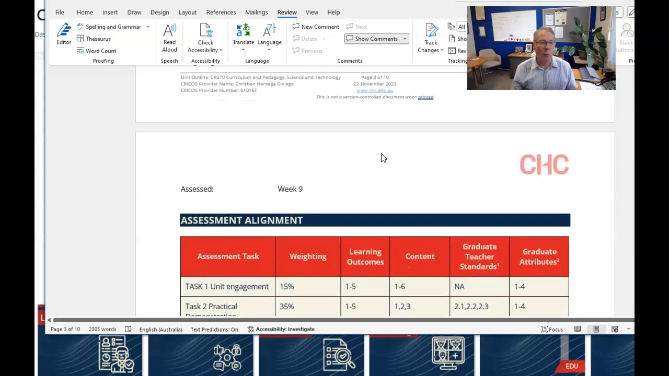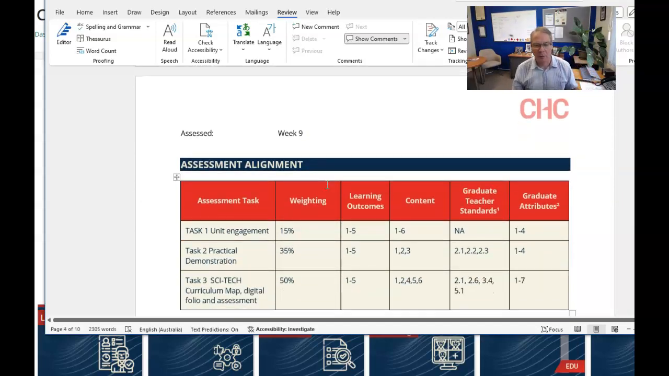And that's all. The assessment is over by week 9. Why? Because most of you are going on the final prac, and therefore we will leave clear air for you to do that final prac and the subsequent GTPA that falls out of that prac. So there's the summary: 15% for engagement, 35% and 50%. The folio is the larger task that you'll do.